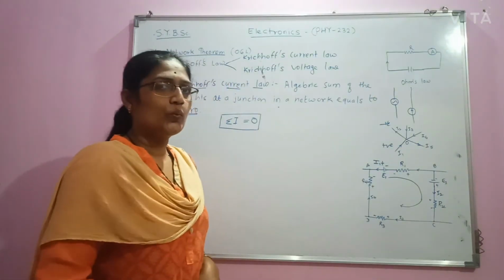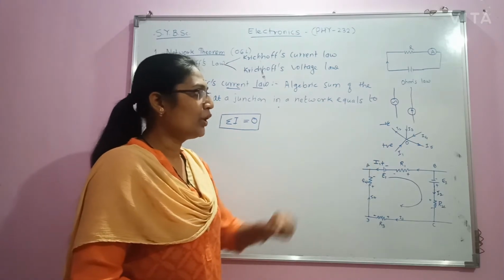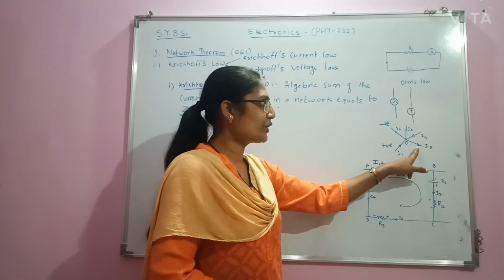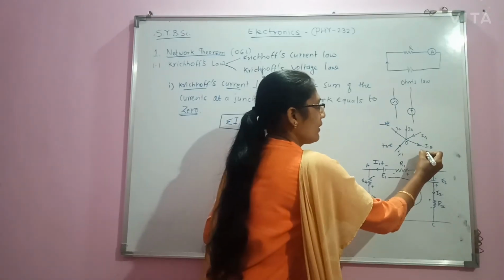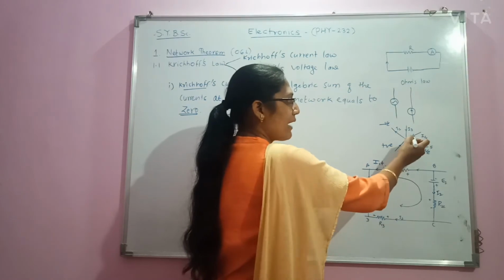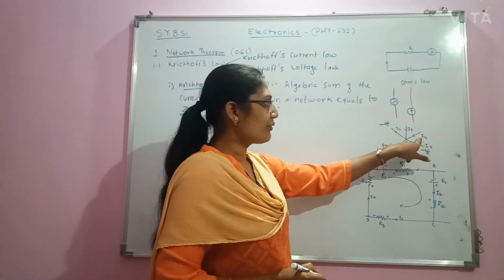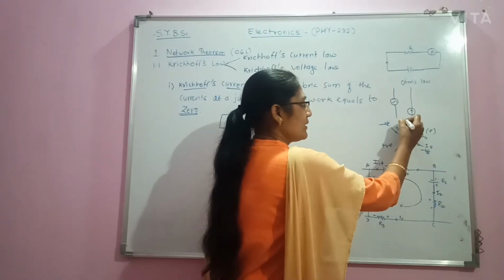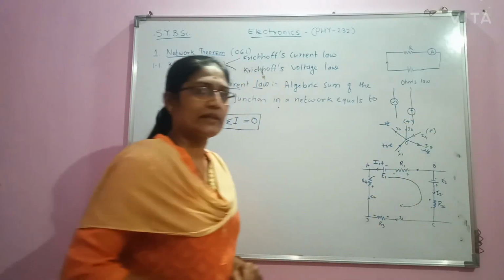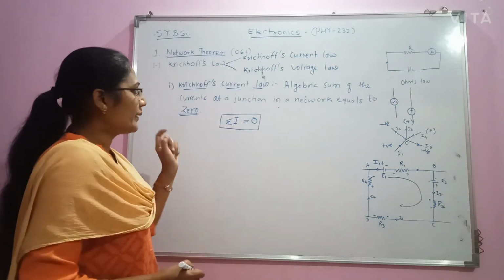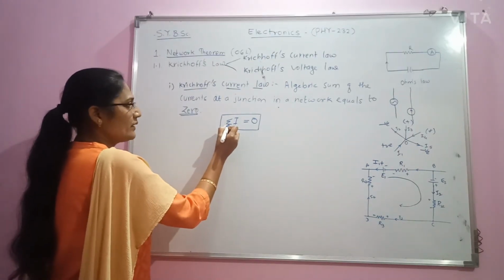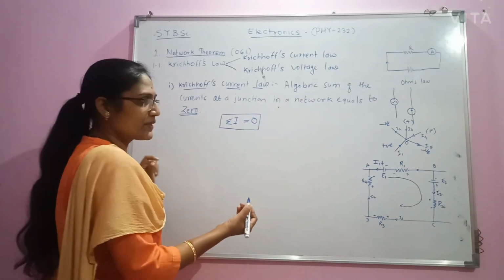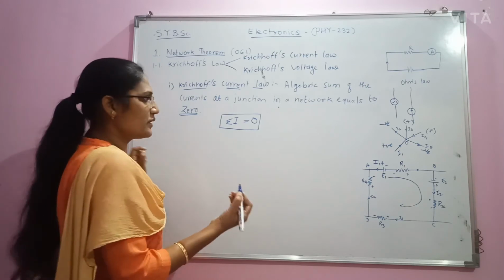It means that we will put positive and negative signs to these currents. If it is moving away from the junction, it means that it will have a negative value. Then I4, it is moving towards the junction. Therefore it is positive. I3 is also positive. Now adding them, what is the statement? Summation of I is equal to 0. We have to add all these currents and their value should be equal to 0.